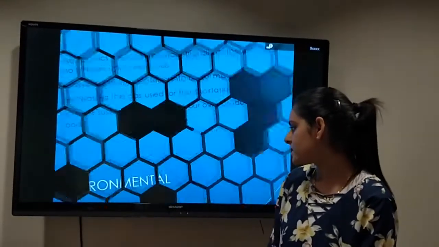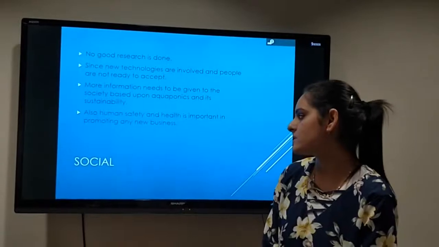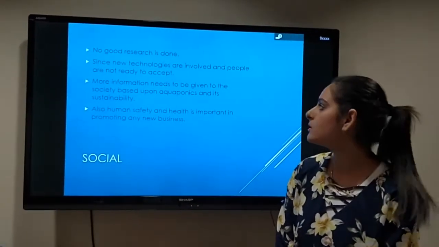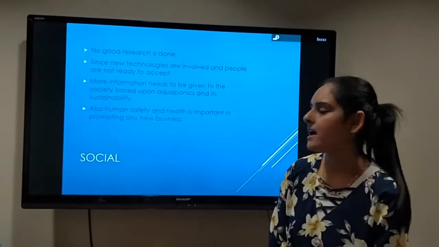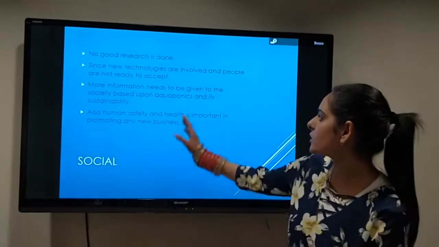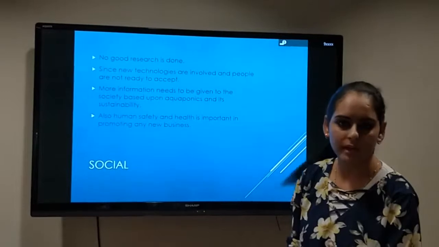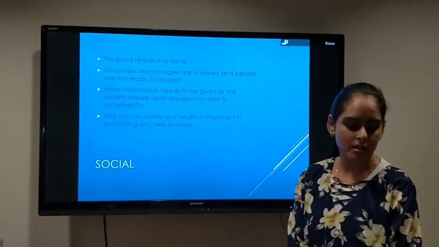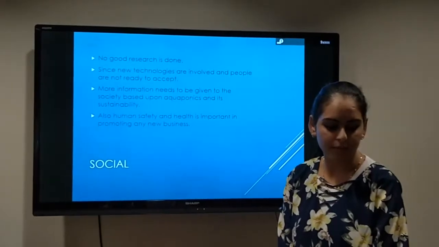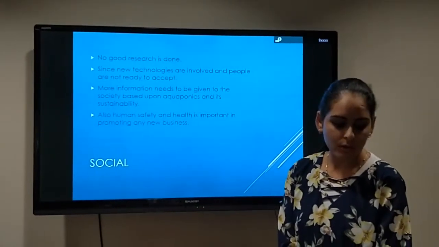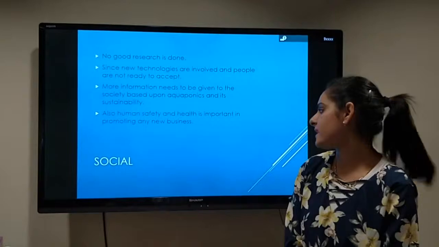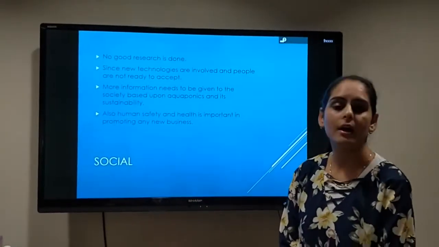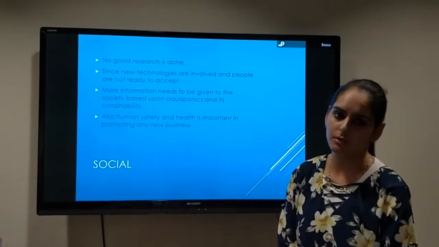And the last one is social sustainability. In social sustainability, no good research has been done on it, and moreover, new technologies are involved and people are not ready to accept it. Because we always need to care about human safety when we are promoting any new business, it is very important to understand the factors of social sustainability if we have to start the business of aquaponics.